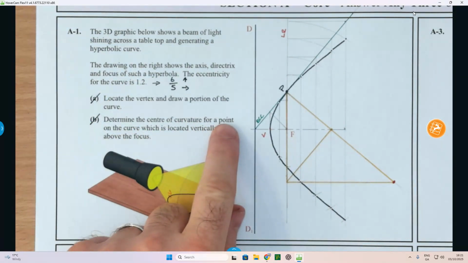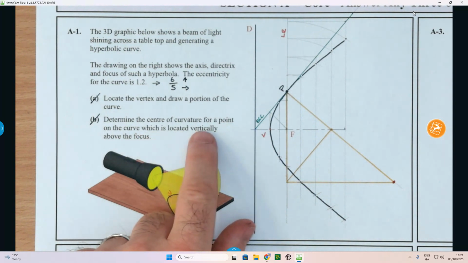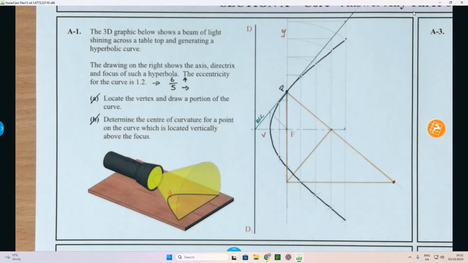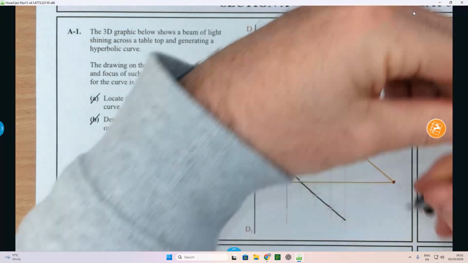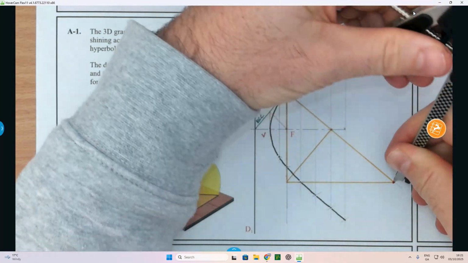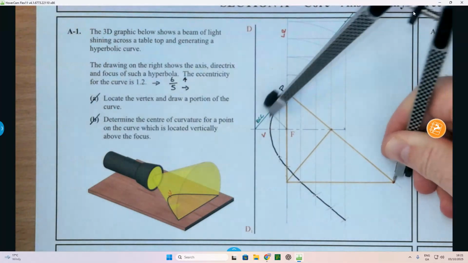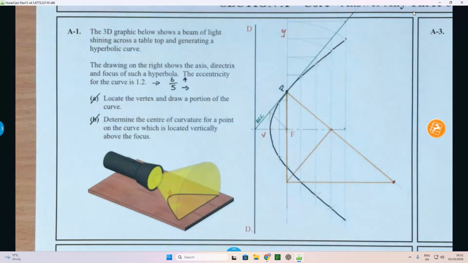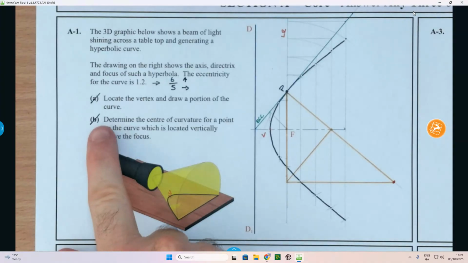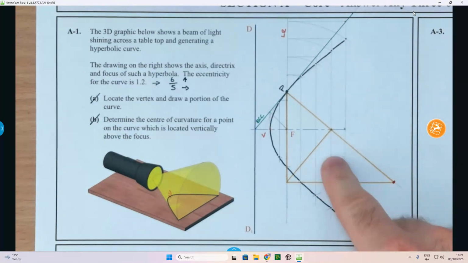Determine the center of curvature for a point, in this case point P, on the curve which is located vertically above the focus. So what we've done is we've found the center of curvature. That's the point that I would use for a point P. And if I was to extend my compass out, that's where I would have a tangent line essentially, and it would appear like that. That is my center of curvature. That goes through point P. So that's the first question done there, guys, which is based on the topic of conics. Now the part B there, not many students might know that. That is quite tricky there.